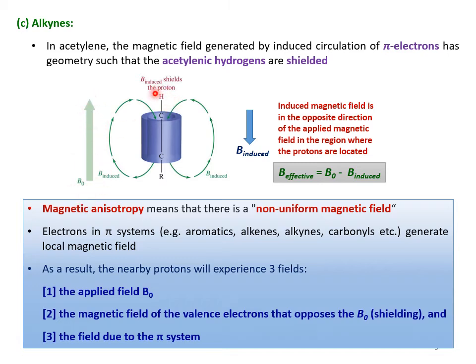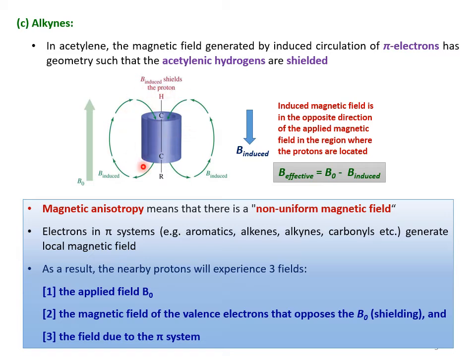Since the protons in acetylene are located in the region where the induced magnetic field opposes the external magnetic field, the protons of acetylene are said to be shielded from the external magnetic field, as a result of which the protons show lower delta values compared to the protons of the sp2 hybridized carbon atom.